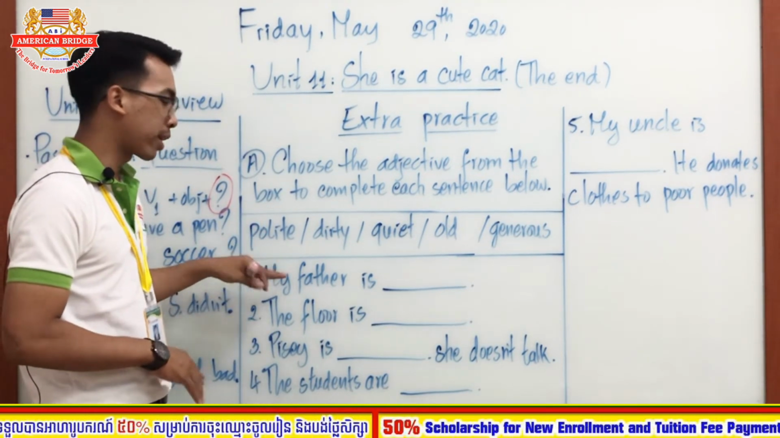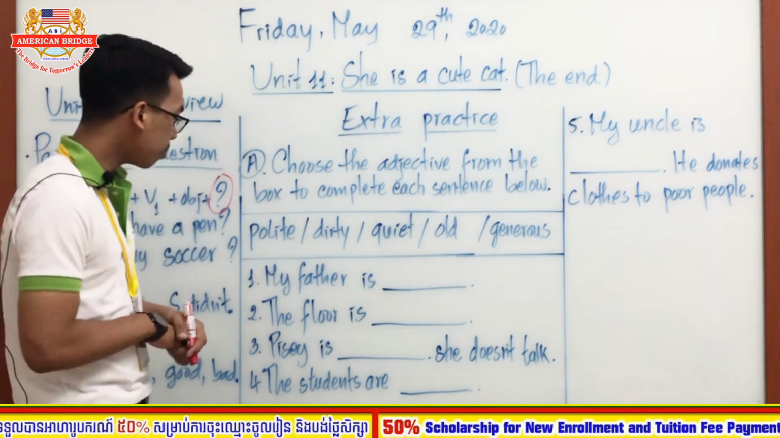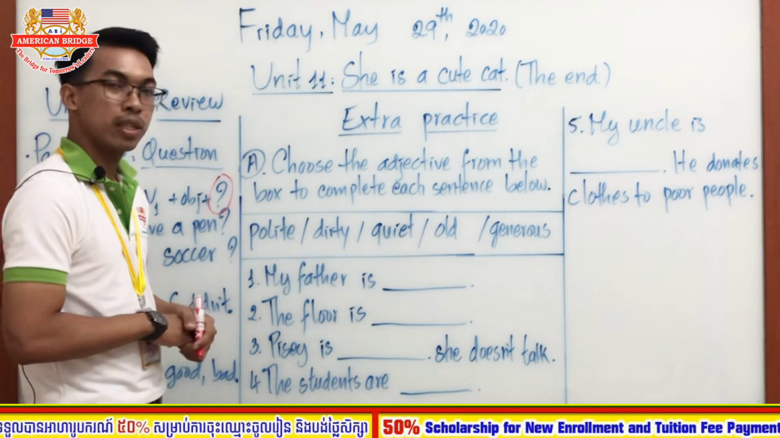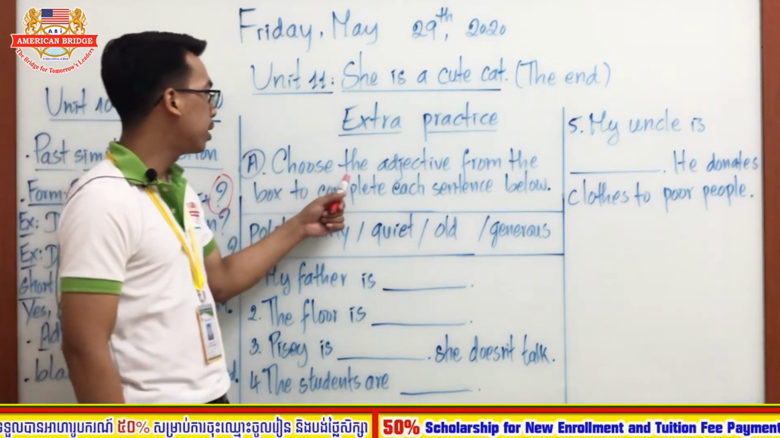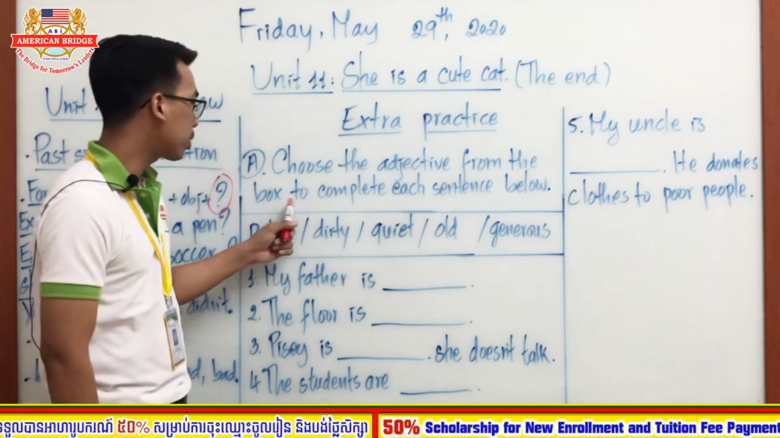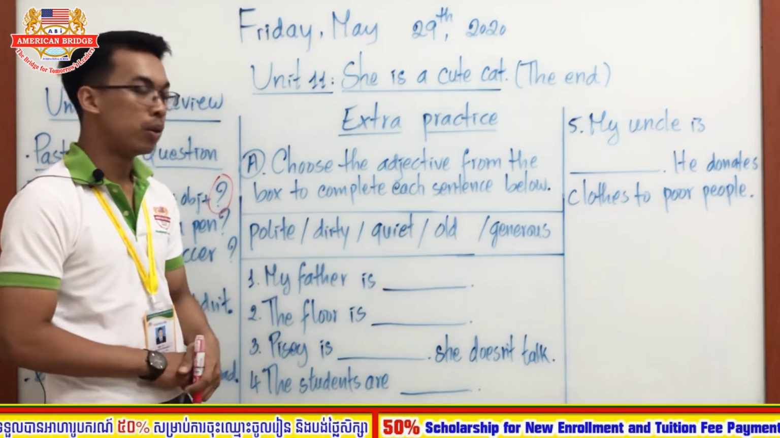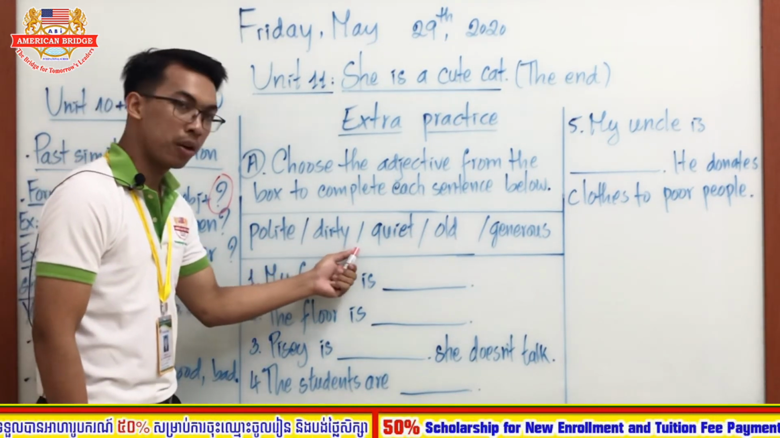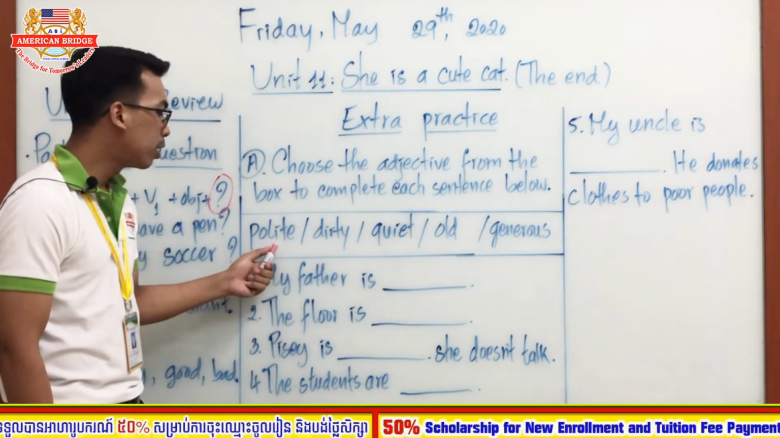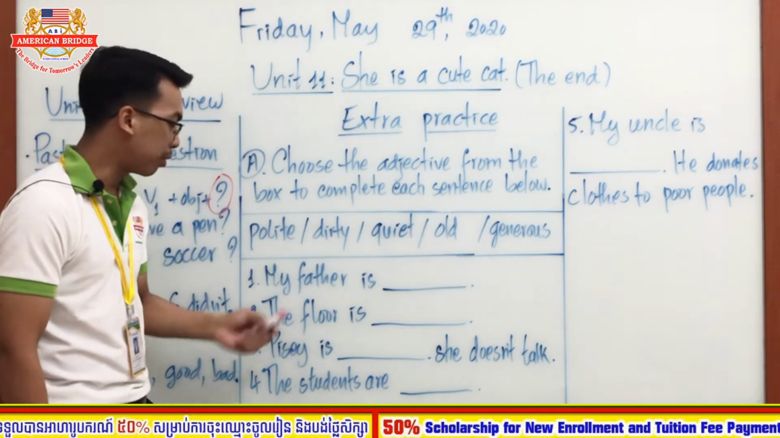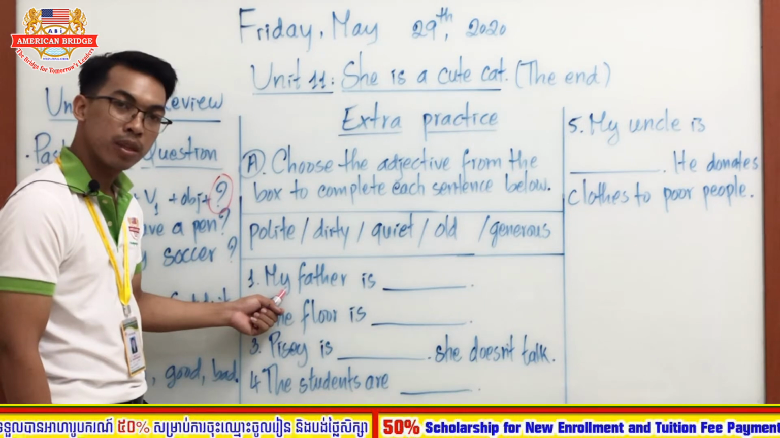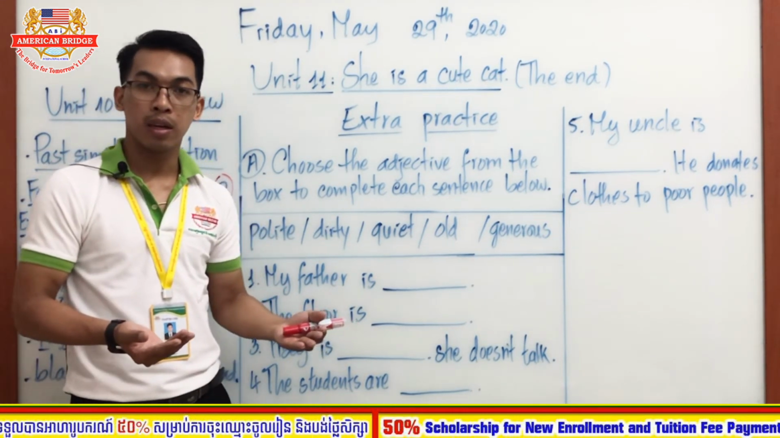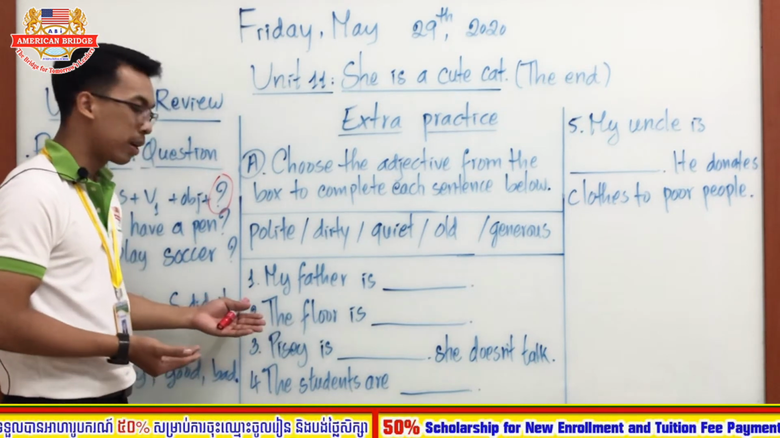Okay, so now let's practice the exercise with me. Just read the instruction again. Choose the adjective from the box to complete each sentence below. So you have to choose the right adjective to complete the sentence, to make sure that the sentence is meaningful. Okay, you got it. Very good.